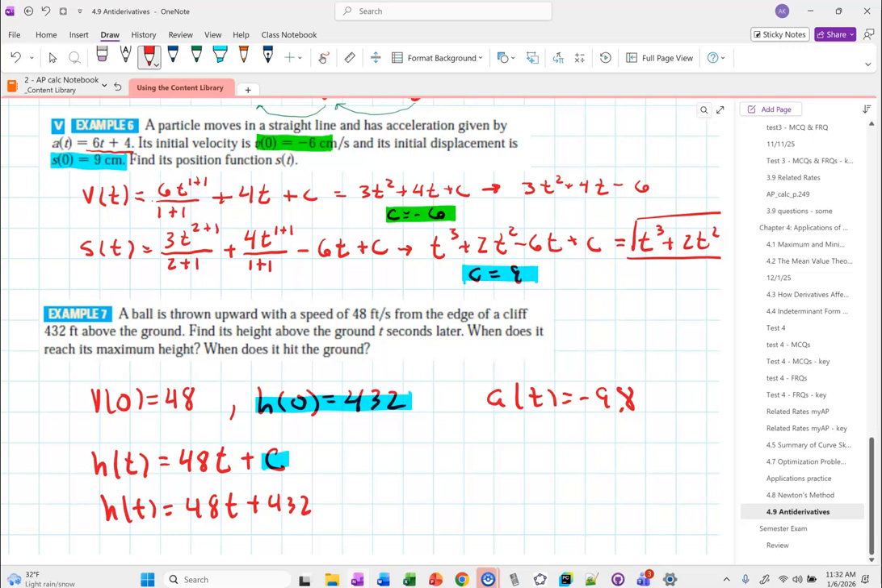So there we go. V of 0 is 48. H of 0 is 432. A of t is negative 9.8. Or if you're in physics, negative 10, but that just makes me cringe. Negative 10? Yeah. Why round it? You're using a calculator anyways. It's one extra button to make it 9.8. It's one extra dot. The difference between a 10 and a 9.8. No, I mean, when you're writing it, I use my head.